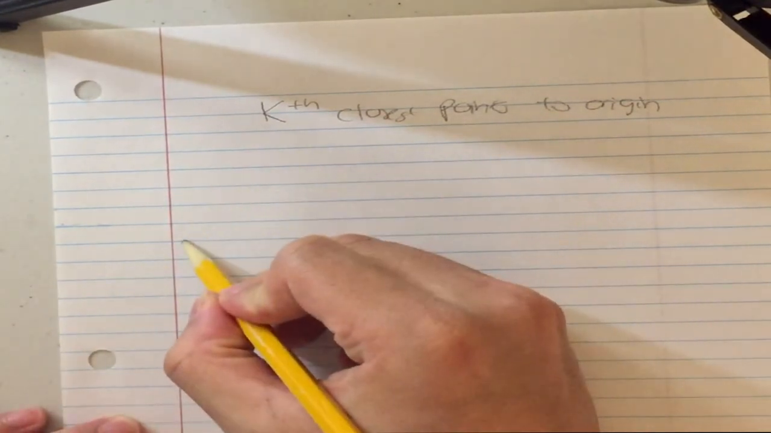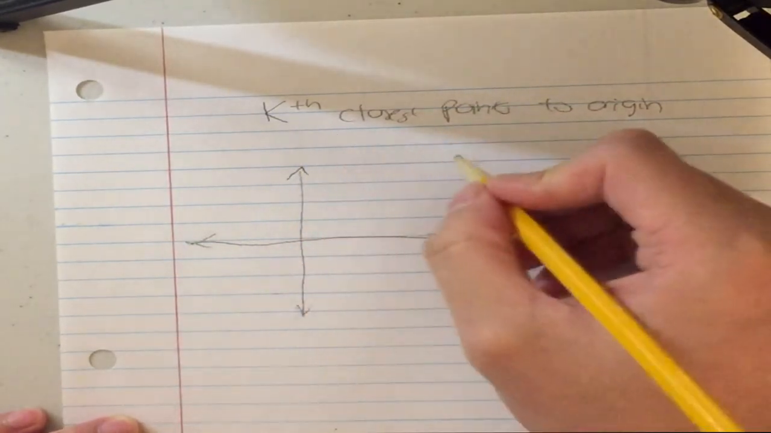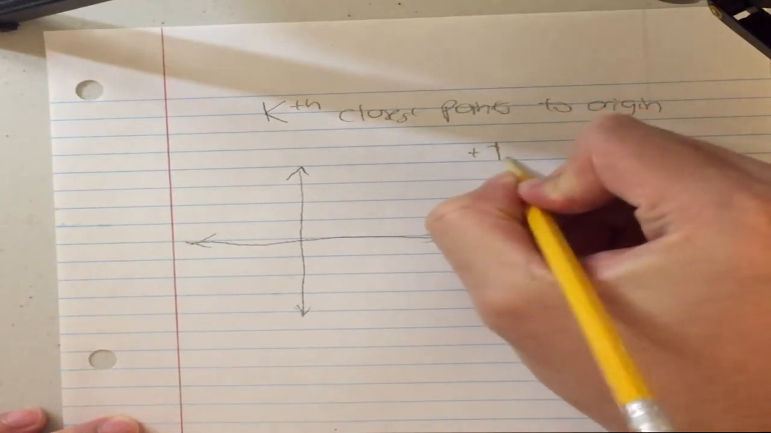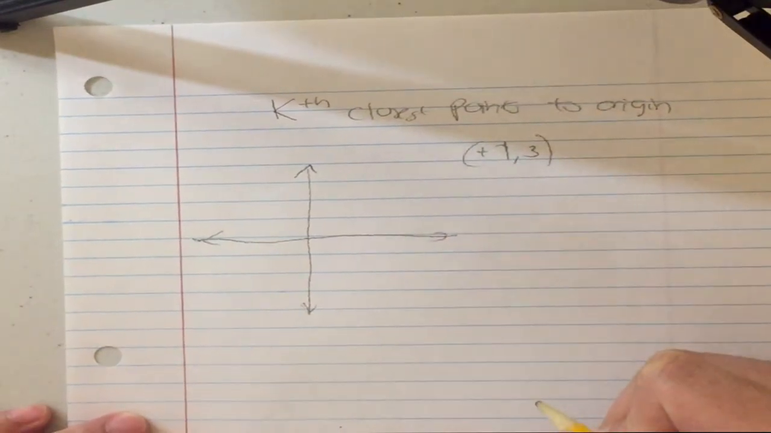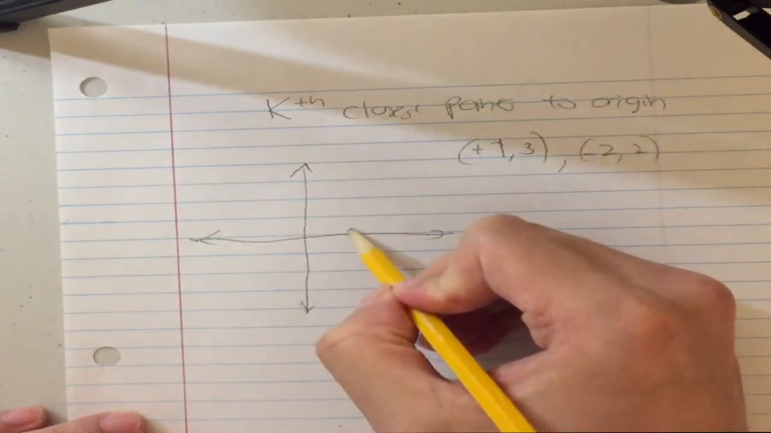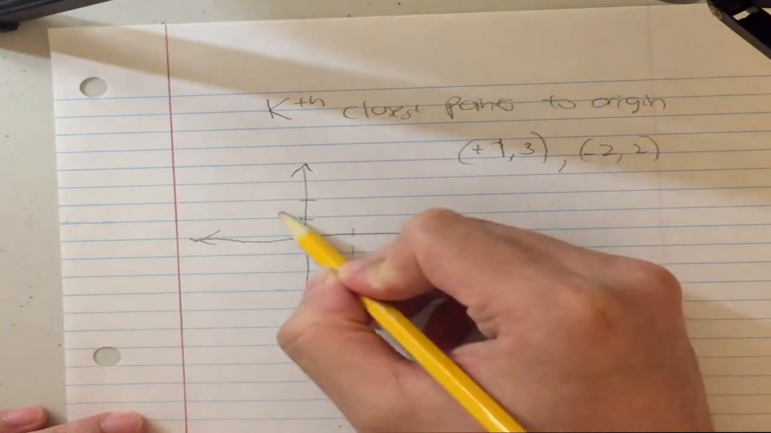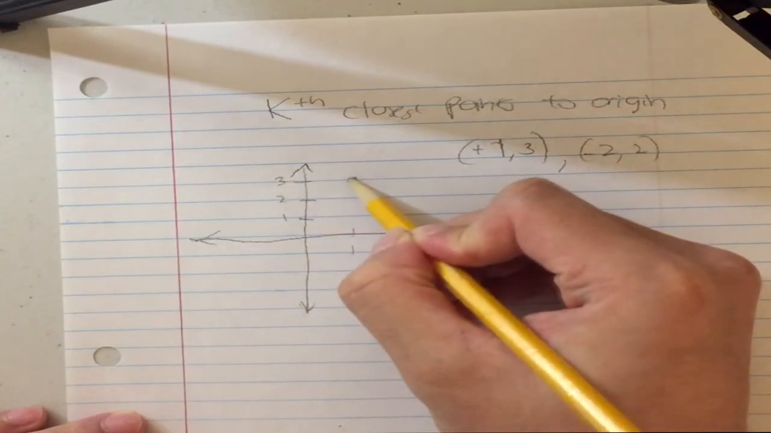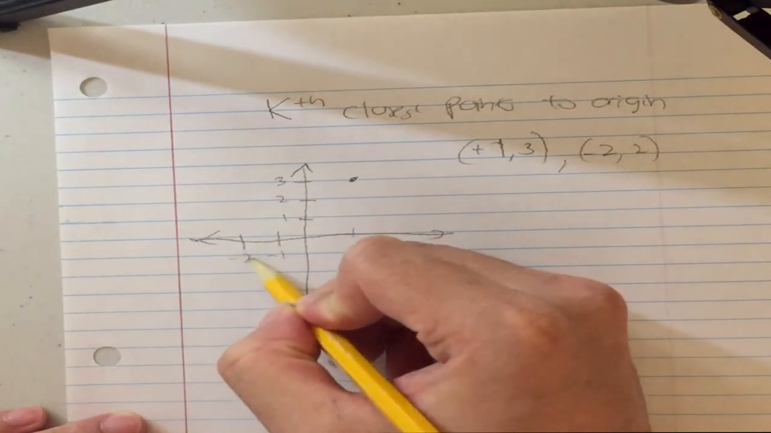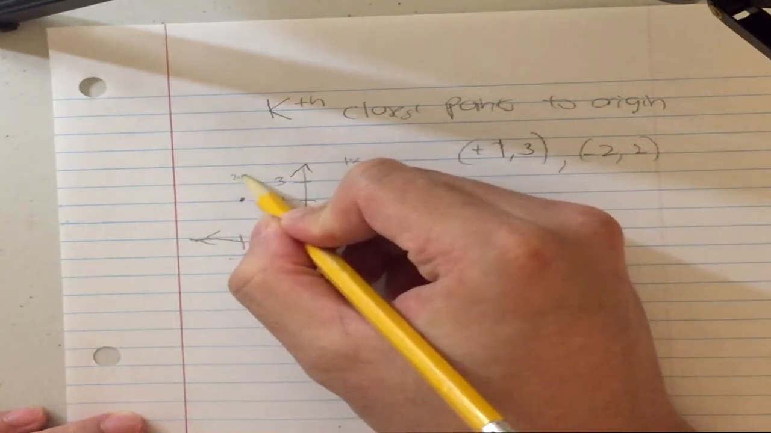So, the first example they give us is 1, 3, negative 2, and 2. So they give us the point 1, 3. Hope you guys can see this. Okay. 1, 3, negative 2, and 2. If we graph it, this is 1, and this is 1, 2, 3. 1, 3 is here. And then negative 2 is here. Let's say this is negative 1, negative 2. Negative 2, 2 is here. All right. So this is the first point, and this is the second point, right?